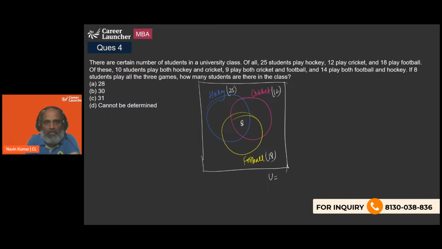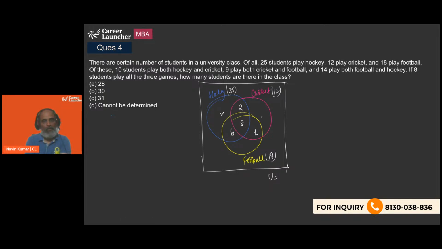8 play all the 3 games, out of which 10 play hockey and cricket. So this will be 2, because the value of this entire hockey and cricket is 10. 9 play both cricket and football. Cricket and football is 9, so this has to be 1. 14 play both football and hockey. So this is 8, so this has to be 6.